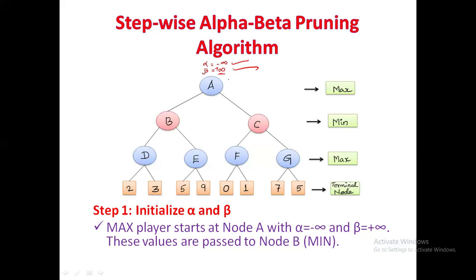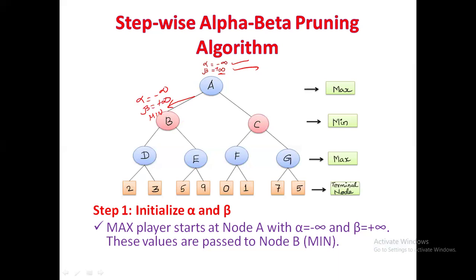The values are passed to node B. Here, these two values are being passed to node B, that is the minimizer. This value is directly transmitted here, so alpha is equal to minus infinity and beta is equal to plus infinity over here.